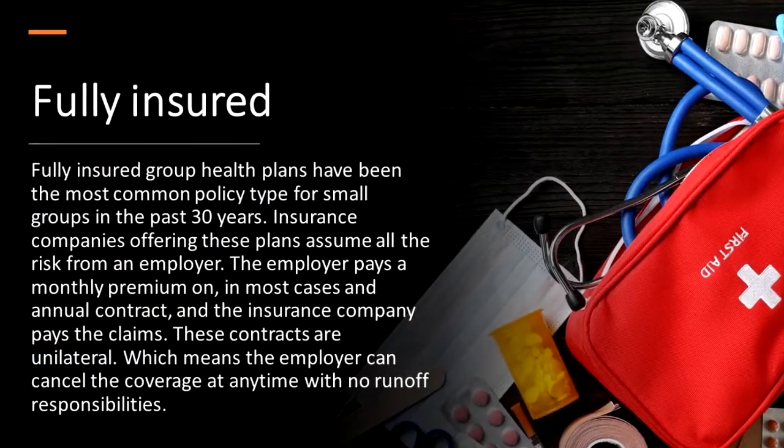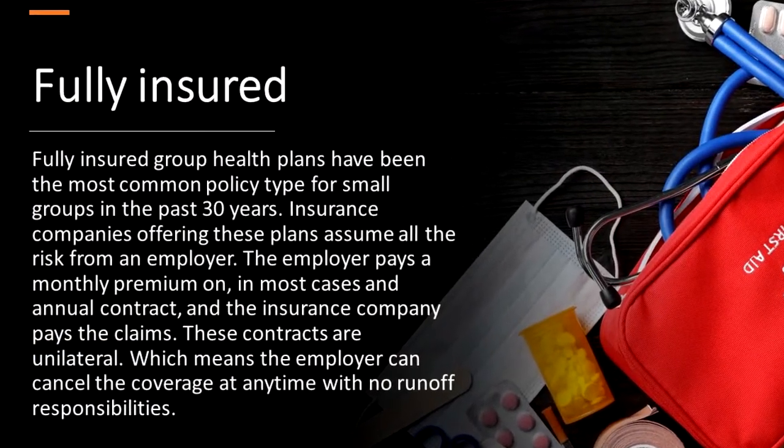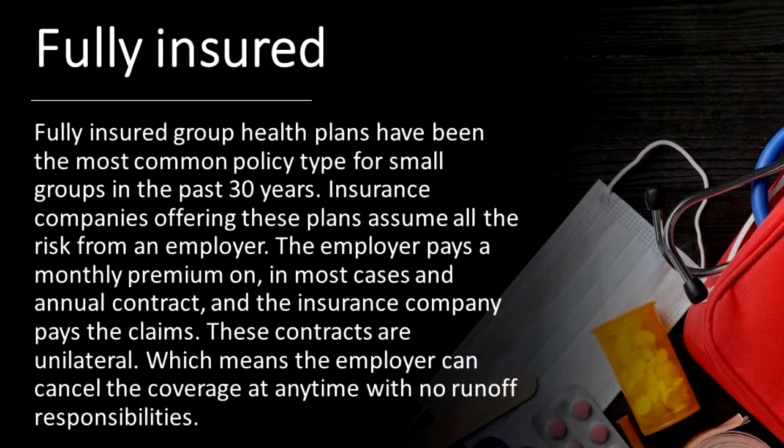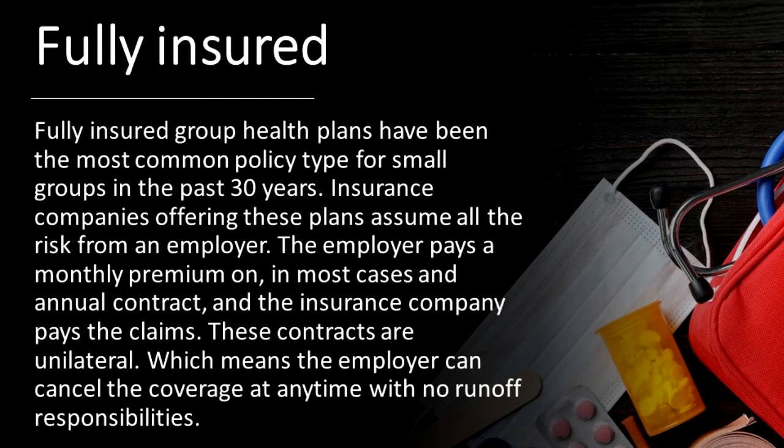Fully insured. Fully insured group health plans have been the most common policy type for small groups in the past 30 years. Insurance companies offering these plans assume all the risk from an employer. The employer pays a monthly premium on, in most cases, an annual contract, and the insurance company pays the claims. These contracts are unilateral, or one-sided, which means the employer can cancel the coverage at any time with no runoff responsibilities.